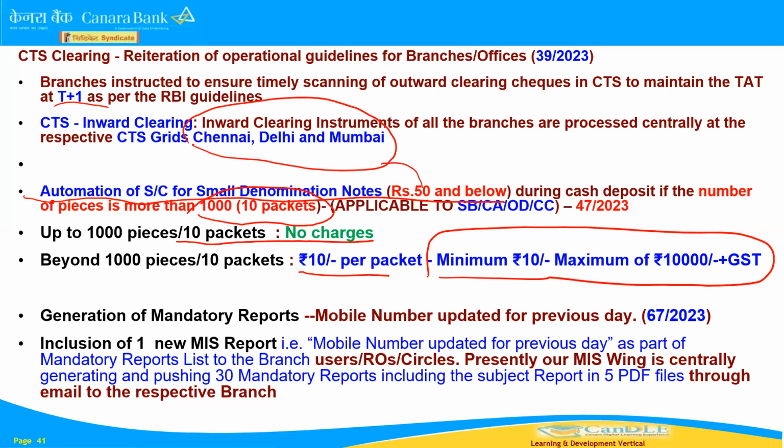This is a different, separate circular that has come. You have to remember, no choice. 50 and below you will remember, I know it. 1000 pieces you will remember, 10 rupees per packet, but minimum and maximum you remember. Minimum 10, maximum 10,000.